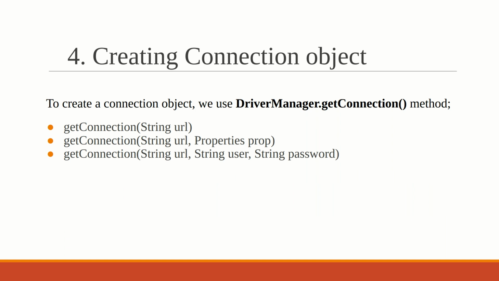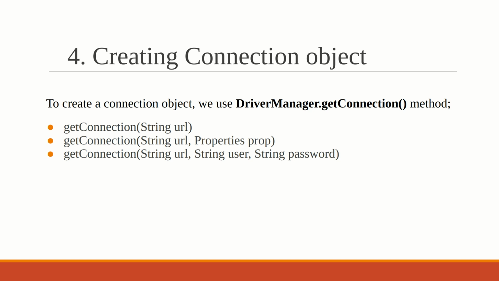So to create a connection object, we use the DriverManager.getConnection method, which is an overloaded method, meaning that you can choose one of them. You don't have to use all three. You choose which one you want to connect the database with. If you choose the first one, you pass in only the URL. If you use the second one, you pass in the URL and the properties object. The third one uses three parameters: the URL, username, and password.